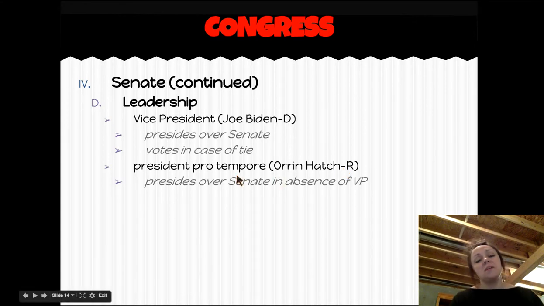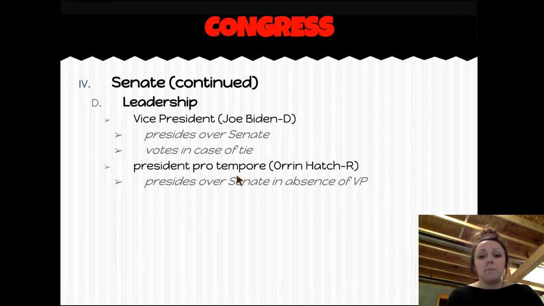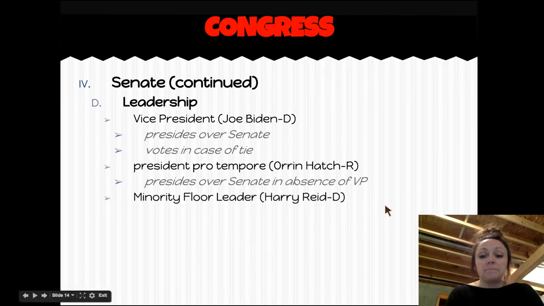And that's because the president pro tempore is chosen from among the majority party. Okay? So basically, the person that gets to be president pro tempore is the person in the Republican Party that's been there the longest, and that's Orrin Hatch. So his job is to preside over the Senate when the vice president's not there.